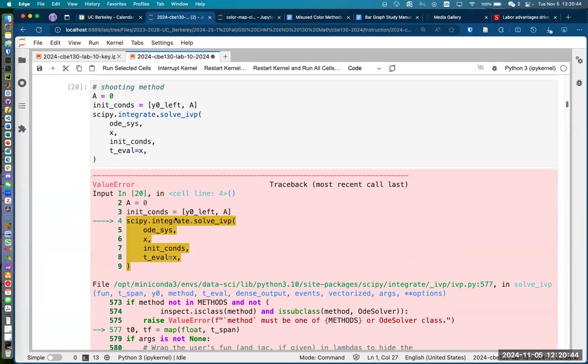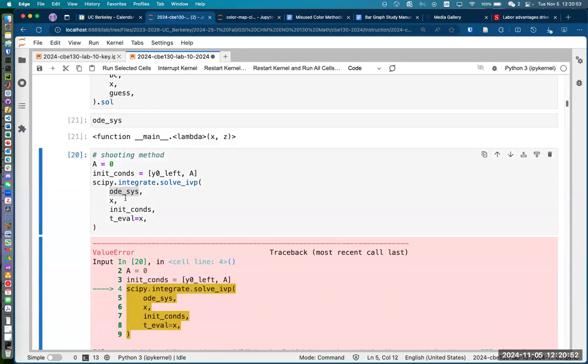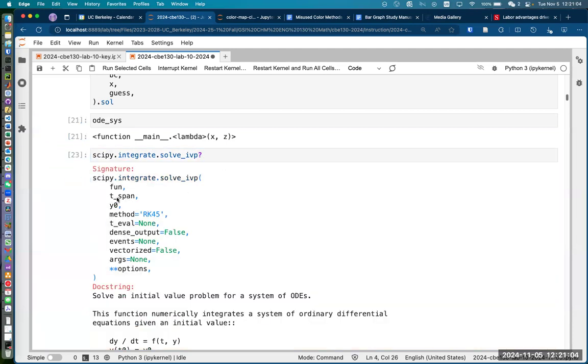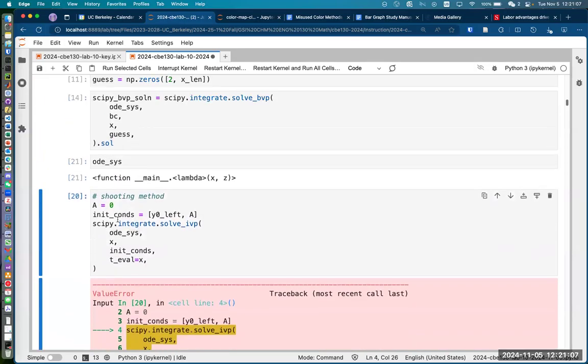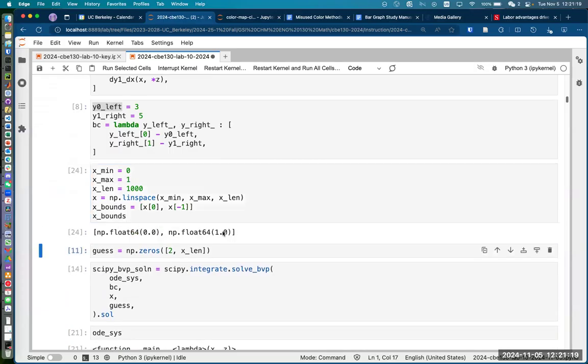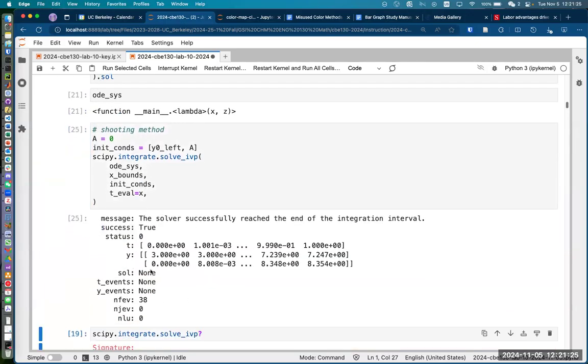Too many variables to unpack. Okay, let's look at x. Oh, so here the second argument t-span should be the boundaries, not x. So we should input x bounds. So we need to define x boundaries as x0 and x minus 1. So this is the initial point and the final point, which should be 0 and 1. And we should input x bounds instead of x. And that will give us the solution.